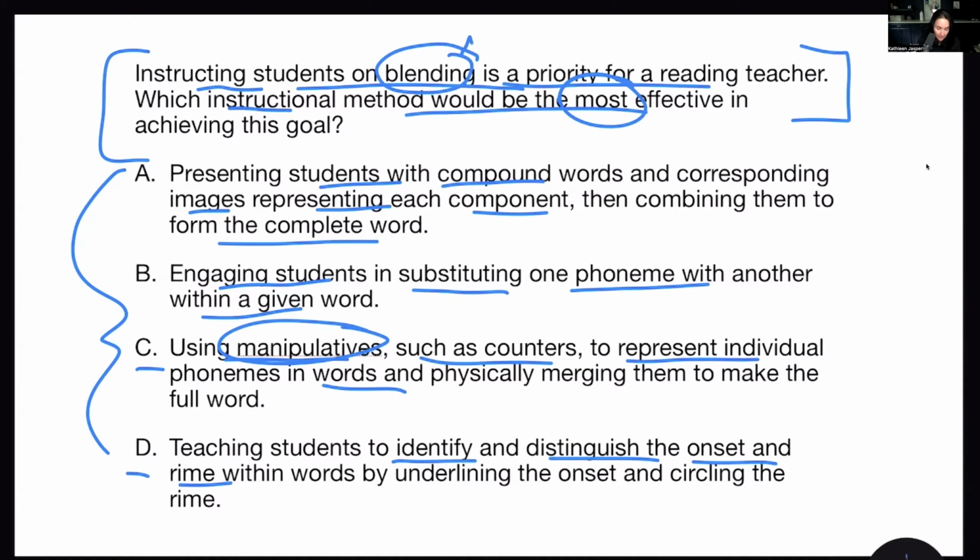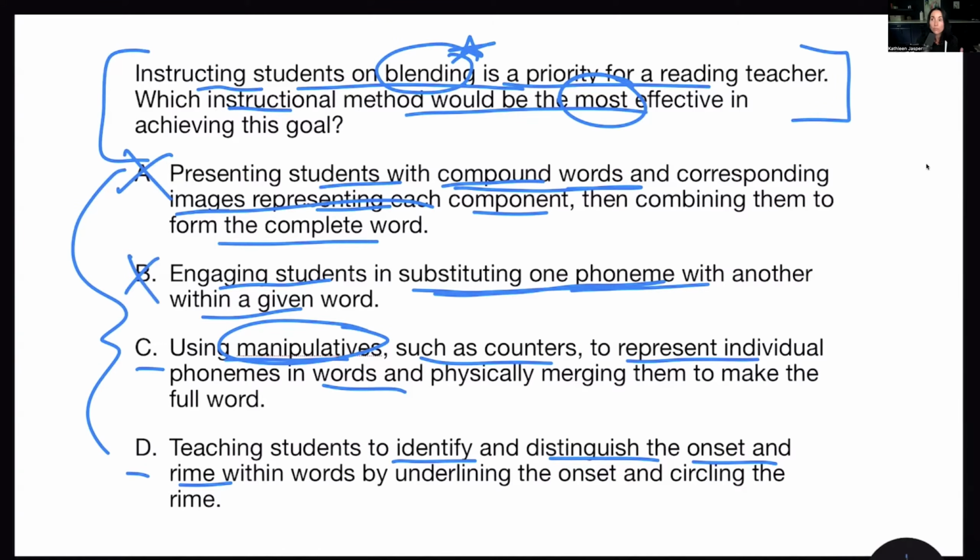And it's blending here. Now, blending typically has to do with taking two individual phonemes and blending them together. For example, in the word stop, the S and the T, st, together is a blend. Or in the word blend, the B and the L sound, bl, together is a blend. All right, so let's have a look here. Presenting students with compound words and putting them together, that's actually structural. It's not the blend of a specific phoneme. A is out.